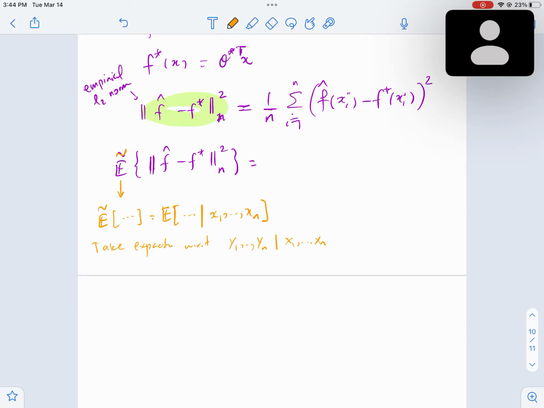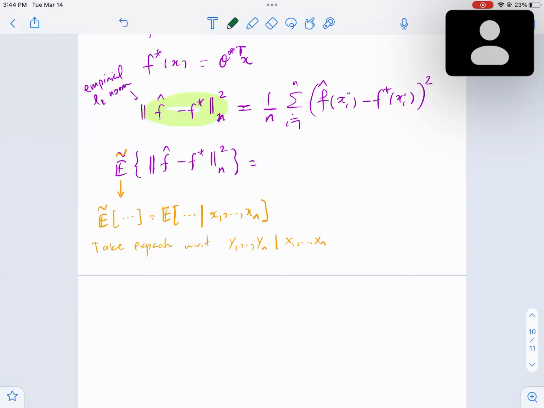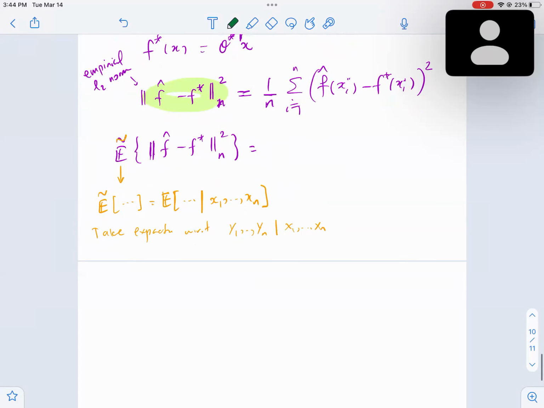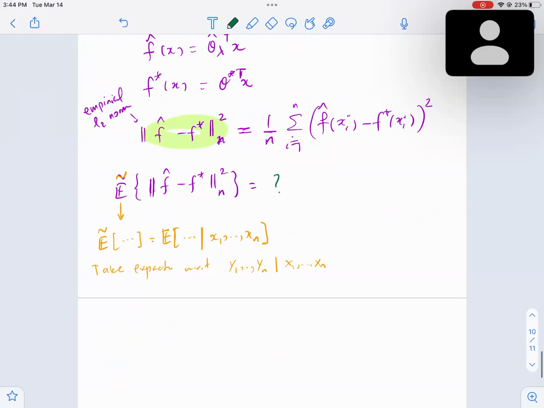And then we can study how the regularization effect works, what the regularization does. That's the goal. So how do we do this? We had theta hat lambda equal to (x transpose x over n plus lambda I) inverse times x transpose y over n.